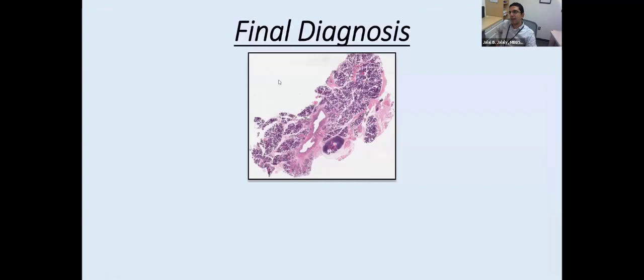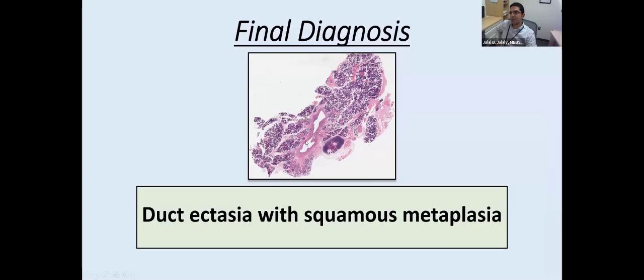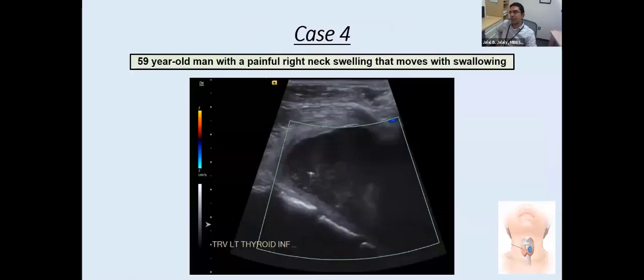And the clue to this is the fact that the shape of this cystic lesion resembles a duct, and that's why it's associated with these ducts in the background. So therefore, this is just duct ectasia with squamous metaplasia and not even neoplastic. A similar case in terms of findings, but not so much in terms of the clinical presentation, is this case of a 59-year-old man with a painful right neck swelling.